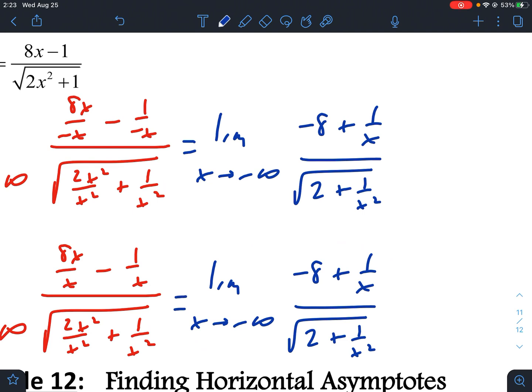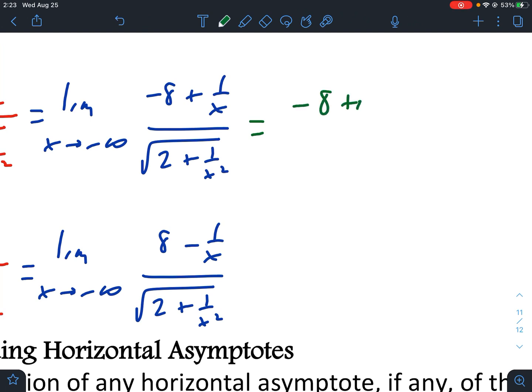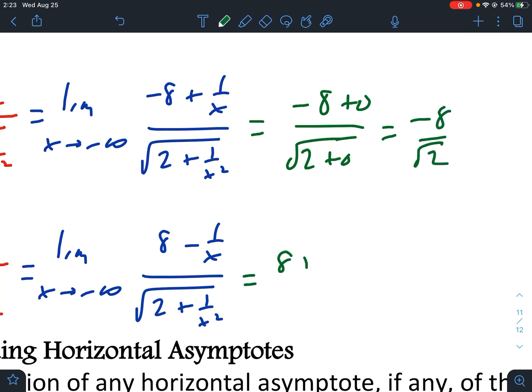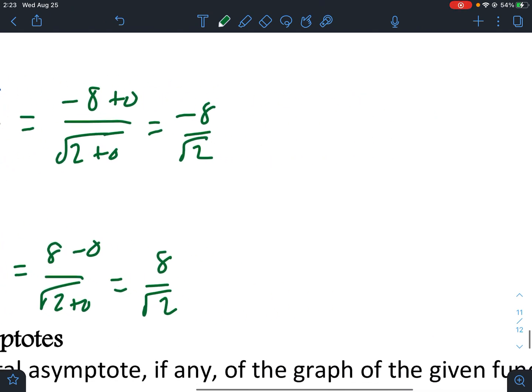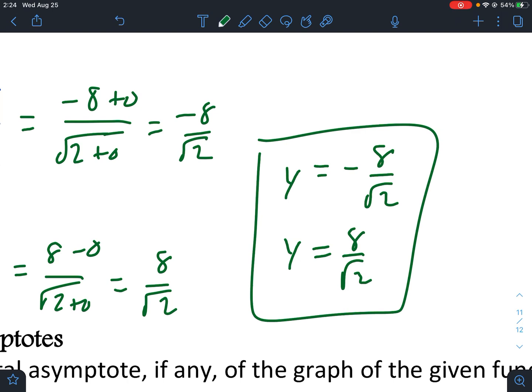All right, and this one down here is the same thing, except we're going to have positive 8 and then minus 1 over x. And if we put infinities in where they belong, we would get negative 8 plus 0 over root 2 plus 0, which is negative 8 over root 2. And here we would get 8 minus 0 over root 2 plus 0, which is positive 8 over root 2. So our horizontal asymptotes would be y equals negative 8 over root 2 and y equals 8 over root 2. If you wanted to simplify those radicals, you would get plus or minus 4 root 2.